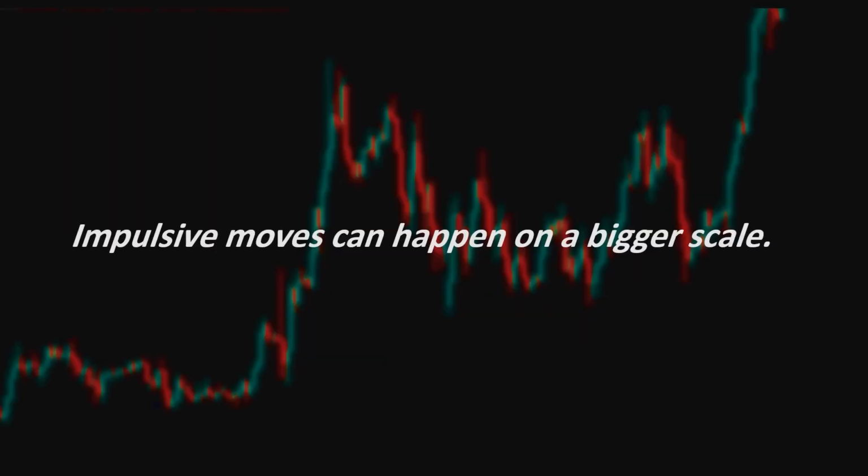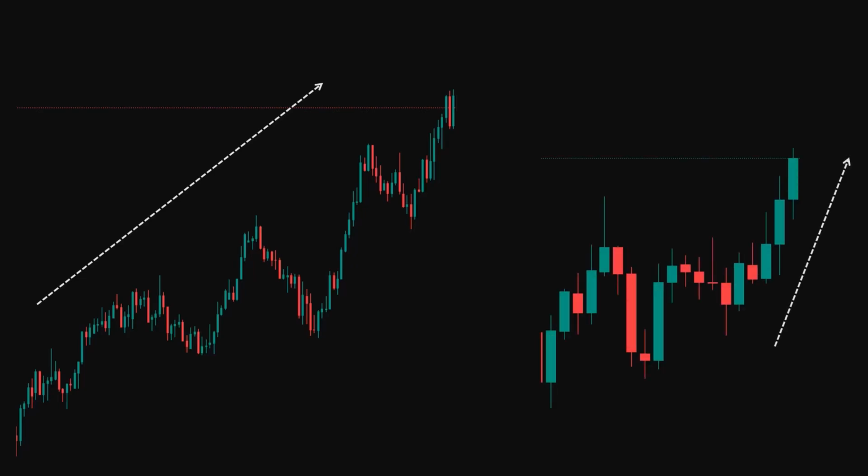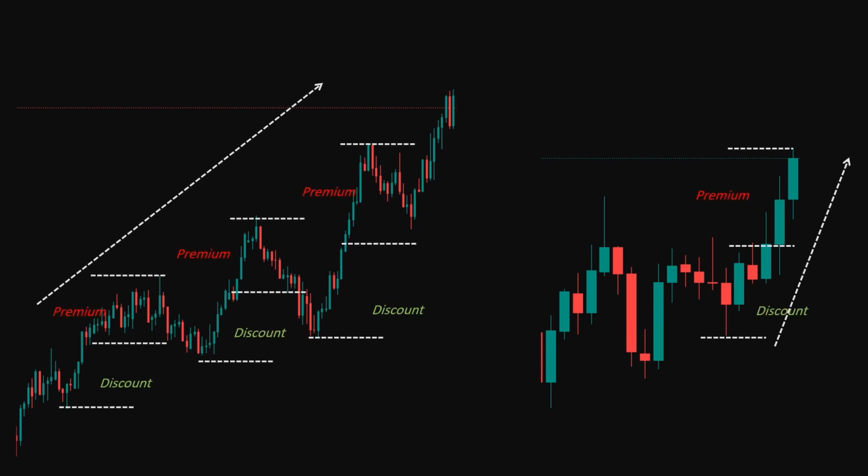Here's something important to remember. Impulsive moves can happen on a bigger scale too. For example, let's say we're looking at the 1-hour chart. We might see 3 separate moves: an uptrend, then a downtrend, then another uptrend. But if we zoom out and look at the higher time frame, all of those moves might just be part of one big move. So if we use the Fibonacci tool on that larger impulsive wave, it'll give us new premium and discount zones. That means there's a higher chance the price will go into the discount zone, and then we might see a reversal from there.